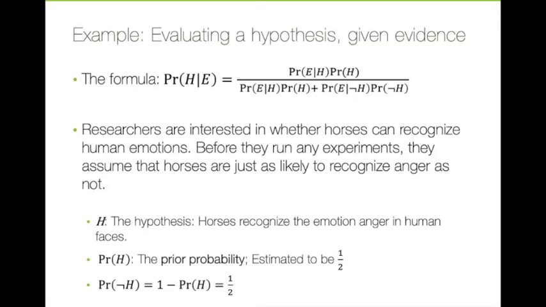Researchers estimate the prior probability of the hypothesis before they consider any evidence. And they think that the probability that the hypothesis is true and the probability that the hypothesis is not true, the probability of not H, are both equally likely. They both have a 50% chance of being true, so we can write that the probability of H is 1/2 and the probability of not H is 1/2. Again, 1/2 is how we would write the chance of 50%.